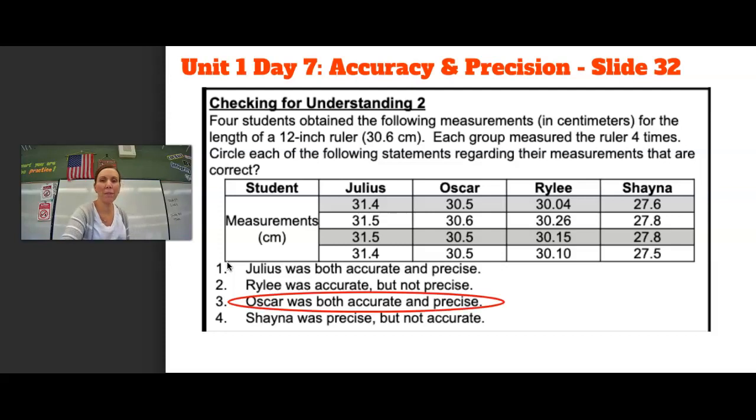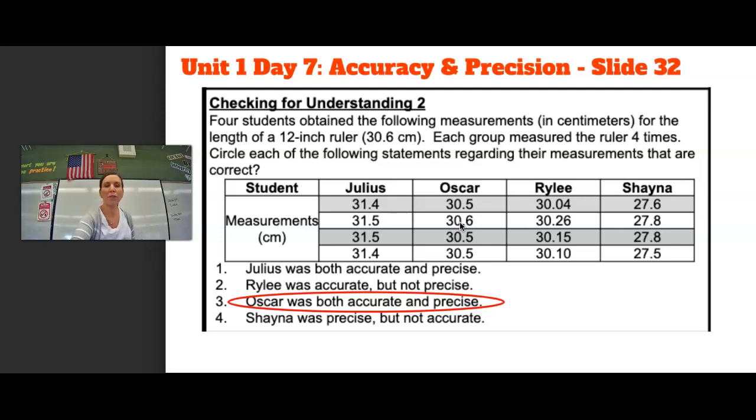And so the true statements would be that Oscar was both accurate and precise. So if we look at Oscar, our accepted value is 30.6 centimeters, and you can see Oscar is pretty darn close to that, 30.5, 30.6, 30.5, 30.5. He's also precise because those measurements are all very similar in value, right? 30.5, 30.5, 30.5. So he actually got the same measurement 3 times. And then his 4th measurement was only off by a 1/10.